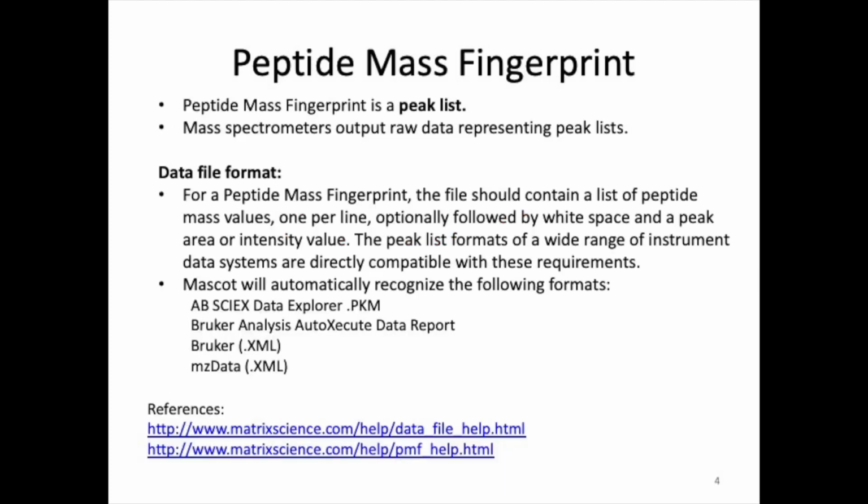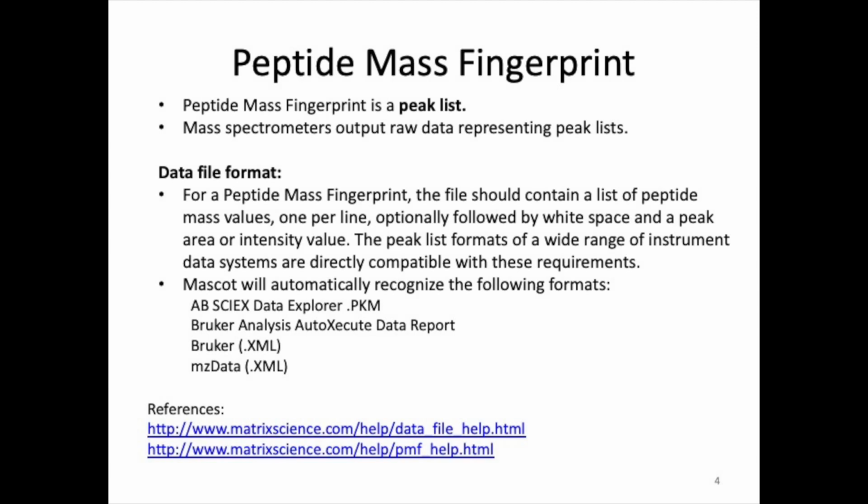Peptide mass fingerprinting is a technique, while peptide mass fingerprint is a peak list. Mass spectrometers output raw data representing peak lists. Different mass spectrometers may generate different data formats. Some of the tools can process multiple types of data. Take Mascot, for example. It can automatically recognize several formats. There are also tools that can convert some data format to another.